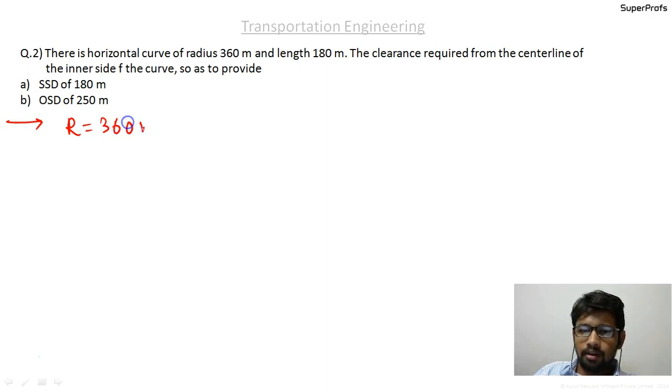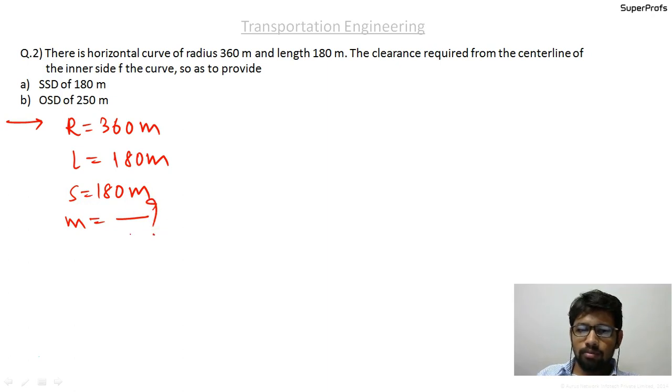Okay, so now question number 2 is: there is a horizontal curve of radius R equal to 360 meters and length equal to 180 meters. The clearance required from the center line of the inner side of the curve so as to provide SSD of 180 meters, that is M equal to what? Okay, so how to go about this question?